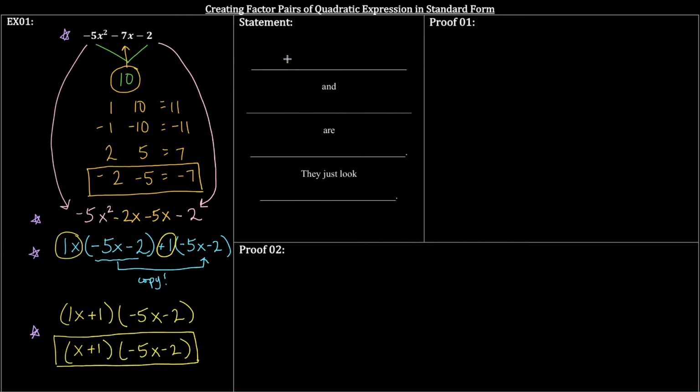So negative 5x squared, which is this one, minus 7x minus 2, and, well, we're interested in this one, x plus 1 times negative 5x minus 2 are equivalent. They just look different. All right, so there's two ways of doing this. There's two ways of showing evidence or proof that they are equivalent.